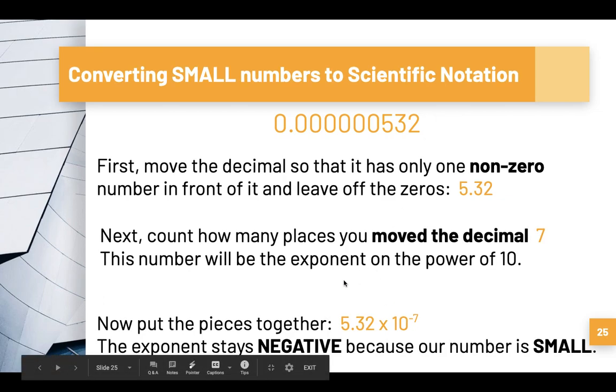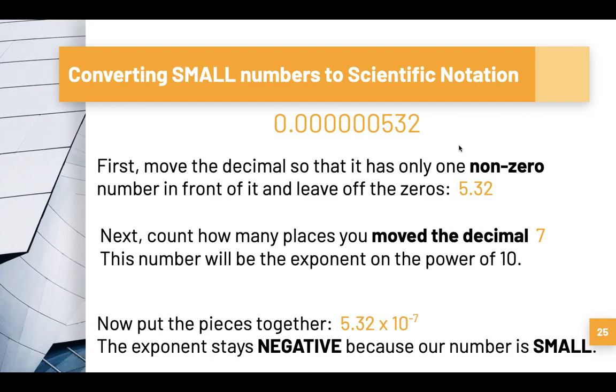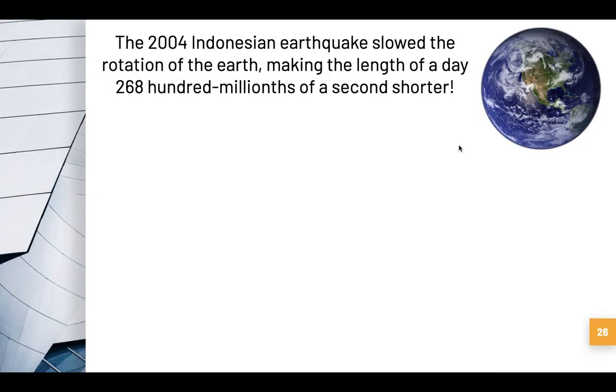Our front number in scientific notation is going to act the same way as what we practiced for large numbers. Our number in front has to be the number 1 or a number less than 10. And our exponent has to be a negative number when we're dealing with very, very small numbers.